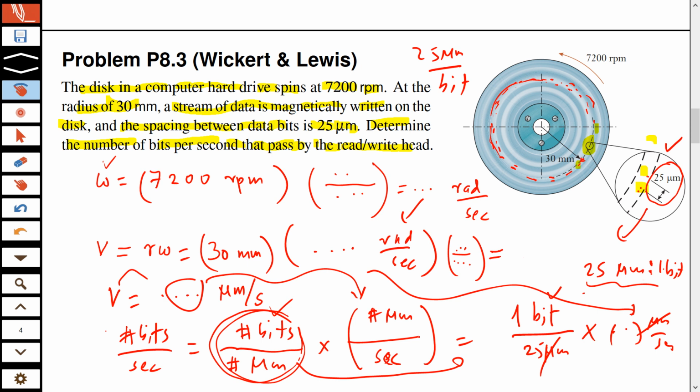So is this clear now? It looks tricky, but if you are careful with this piece of information and if you know whether you divide or multiply, it should be very easy.